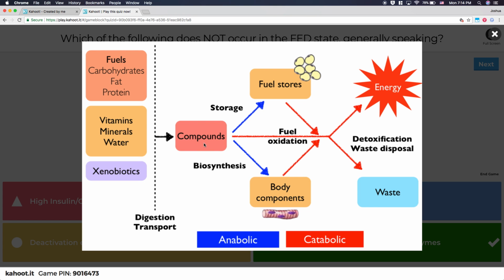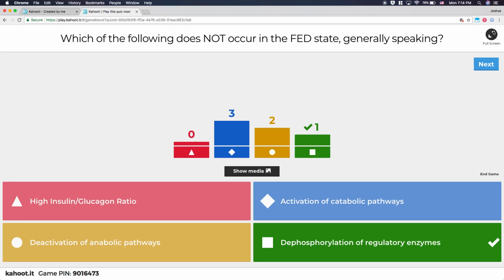in the fed state, my insulin increases. Insulin is an anabolic hormone encouraging storage and biosynthesis. Because there's a lot of glucose, I can just take some away. At the same time, I deactivate the catabolic pathway because I don't need to break down my lipids and skeletal muscle.